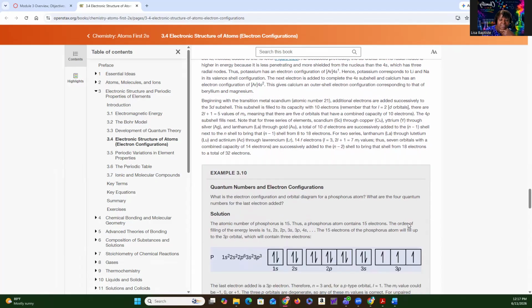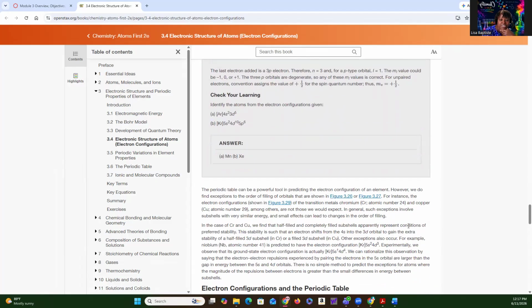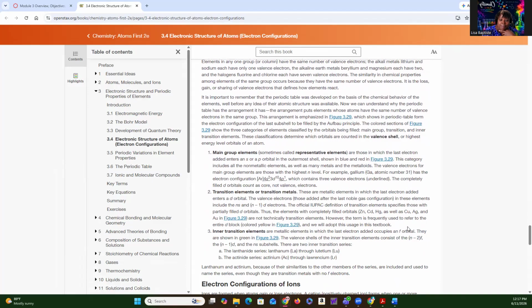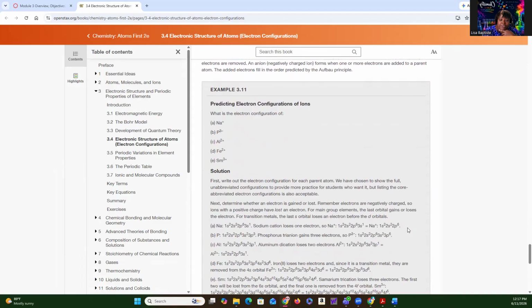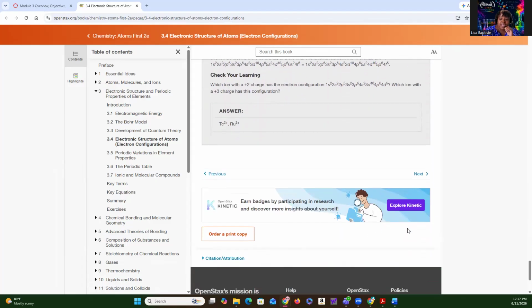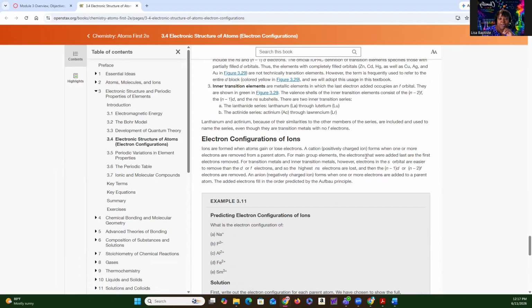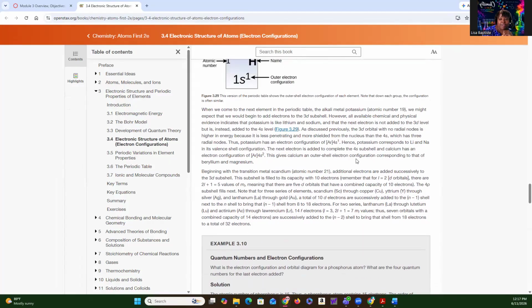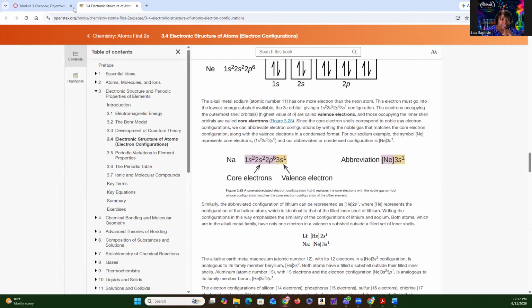All right. So read through this information, go over the examples so that you can better understand. You'll have more examples in your quiz. So make sure that you understand how to do the electron configuration before you get to the quiz.